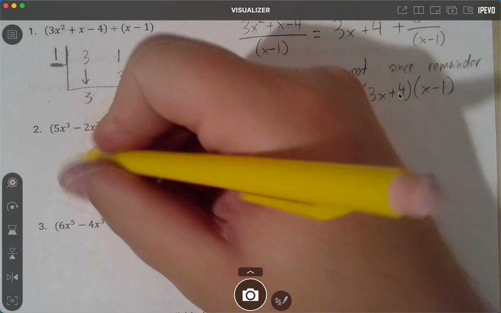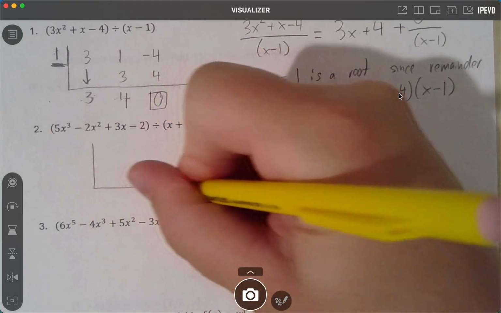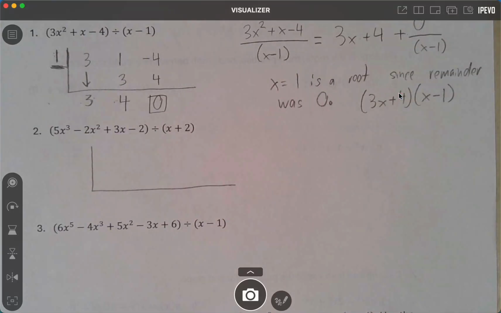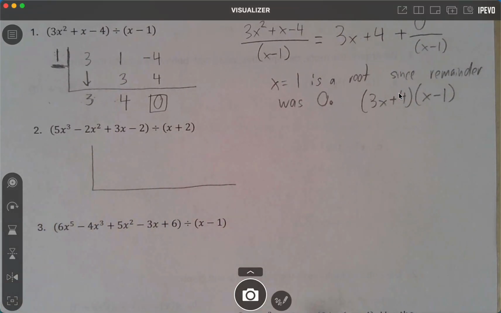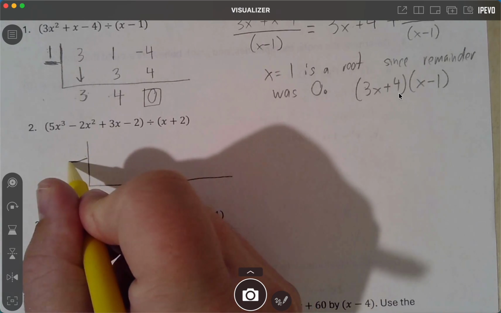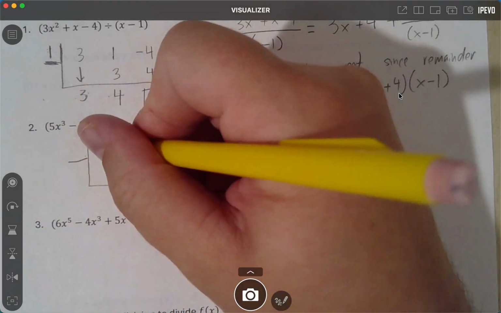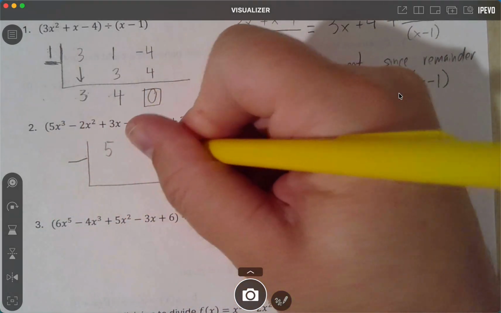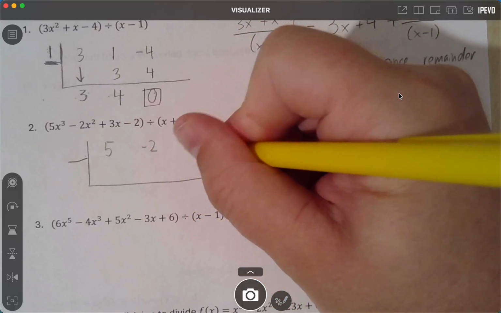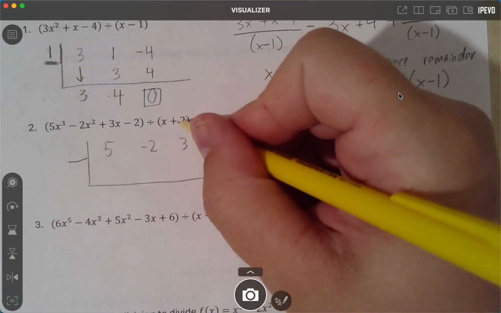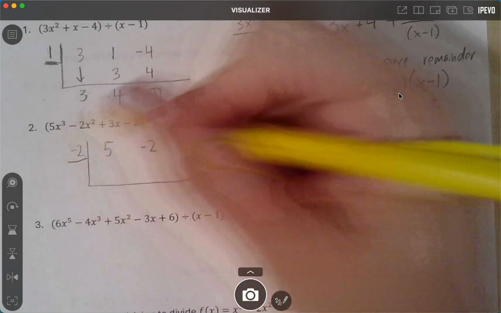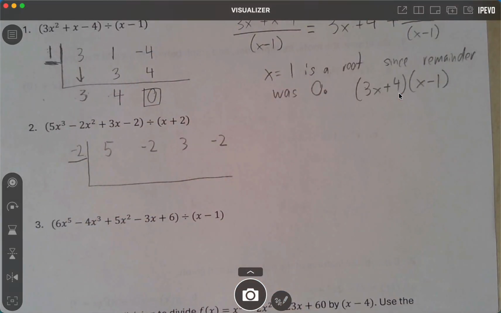So for number 2, we're going to write our upside down division. And again, maybe take a second and see if you could fill in the numbers. I'm going to go ahead and start. It'll go 5, -2, 3, and -2. And because this is x plus 2, what I'm going to put up here is its root, -2.